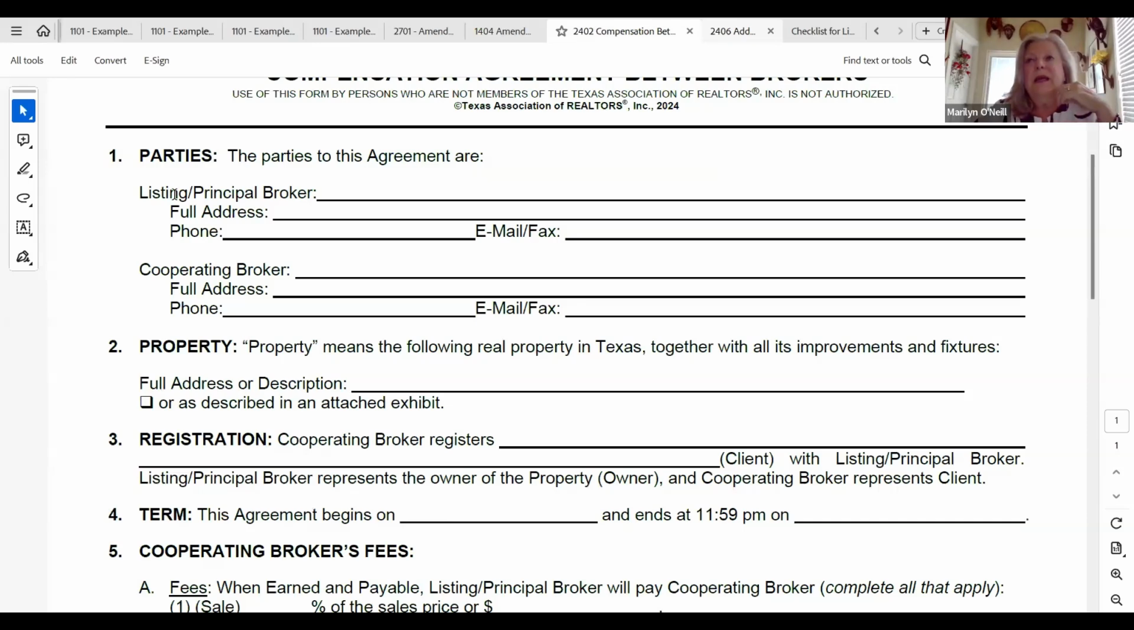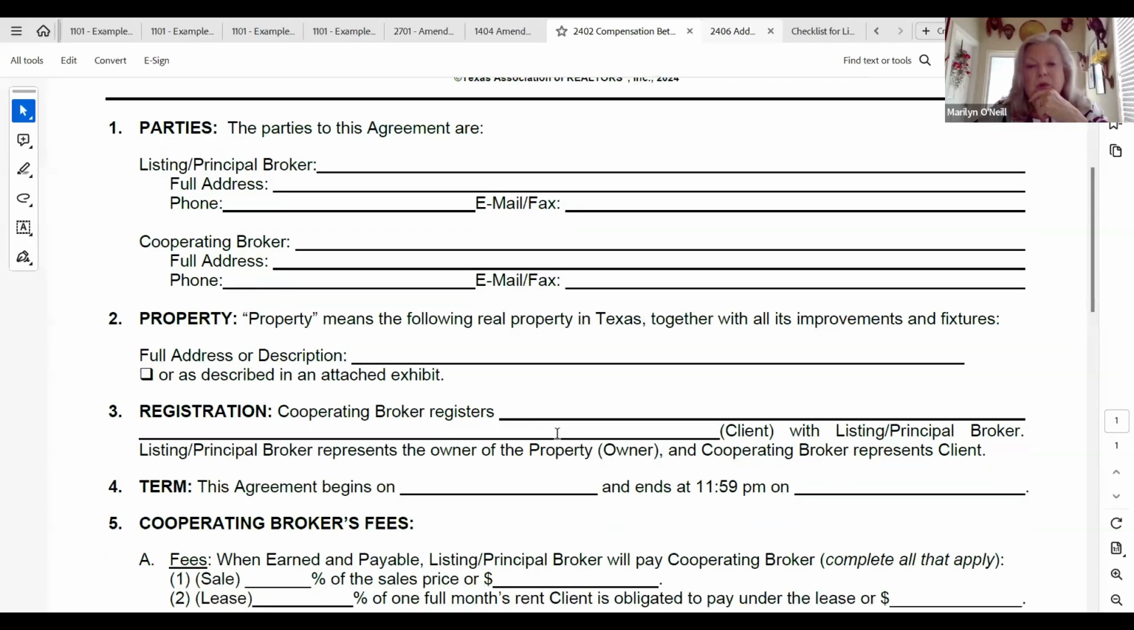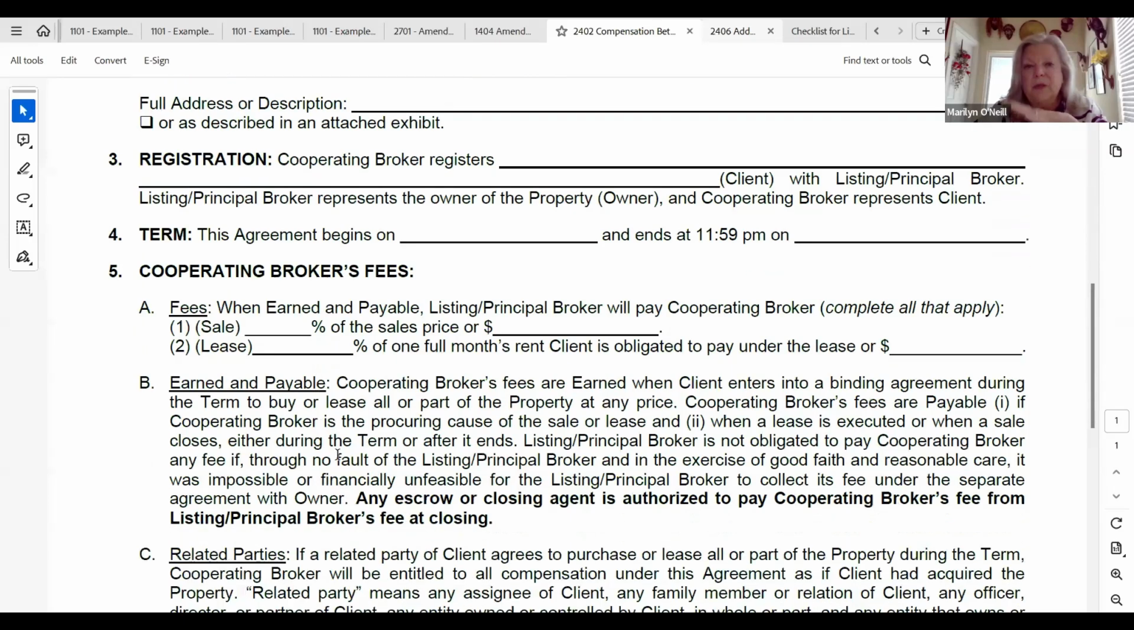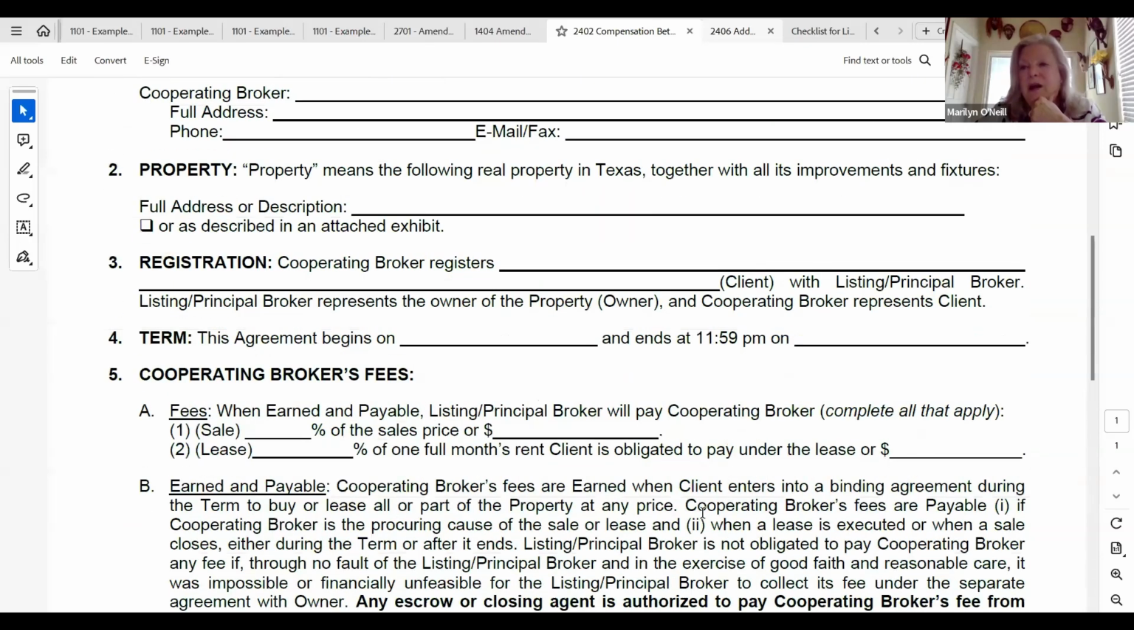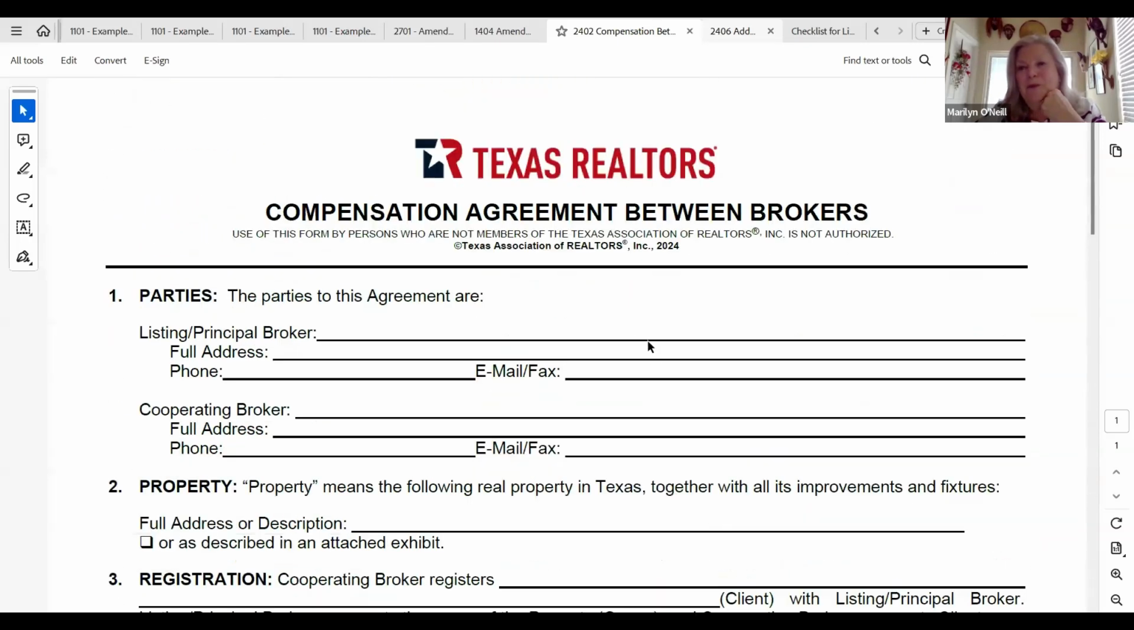As a listing agent, if all of a sudden you get this form from a prospective buyer agent who wants to register their client and get compensation from you, this form would have to be totally signed and executed by all parties. It is binding before the contract offer is even done by the buyer agent.